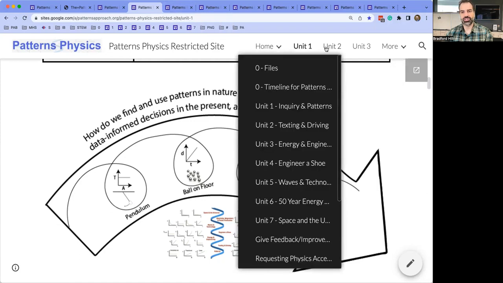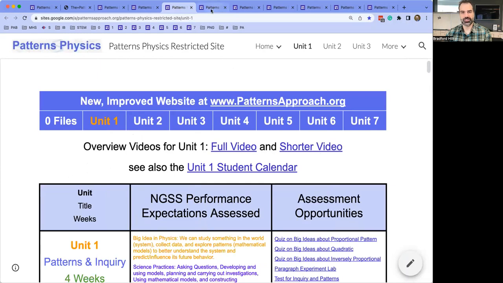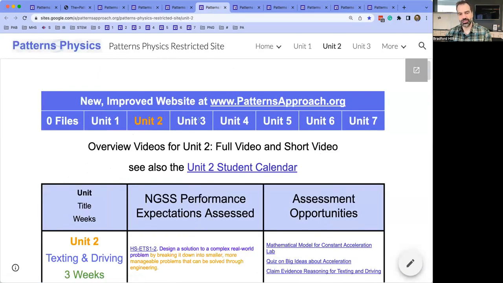All right, so hopping forward to Unit 2, which I already have open here. Unit 2, oh, that is Unit 1 because I opened it. Unit 2.